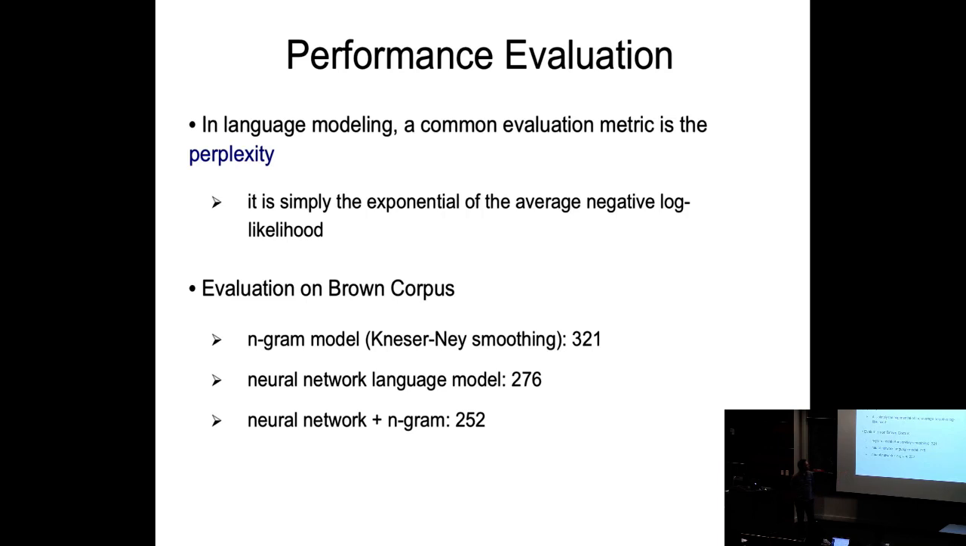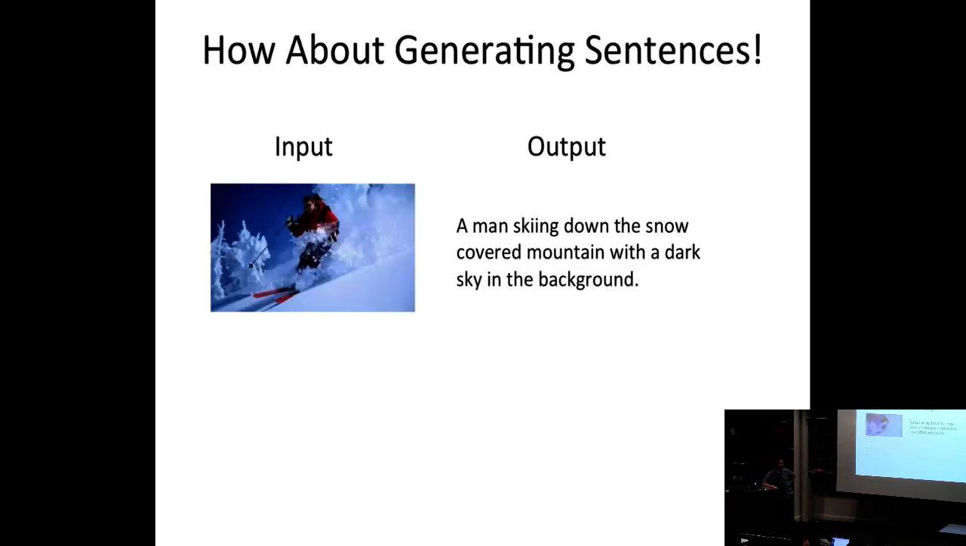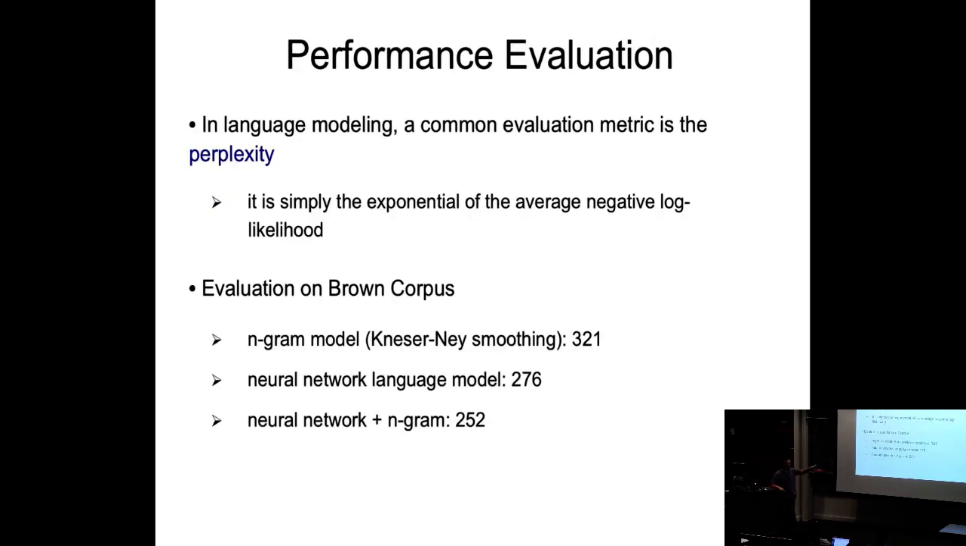Yeah, so this is an evaluation on a particular corpus where you have an n-gram model, a neural net, and a neural net plus n-gram. So you can see that it's much better, lower is better. So you can combine neural networks with n-gram models, and these typically work quite well. Any questions about this?